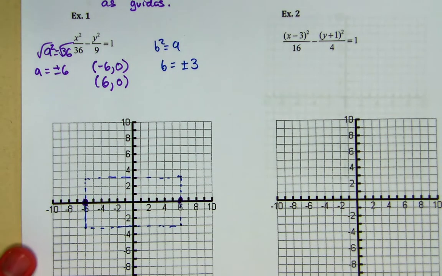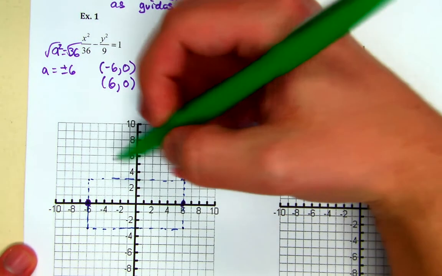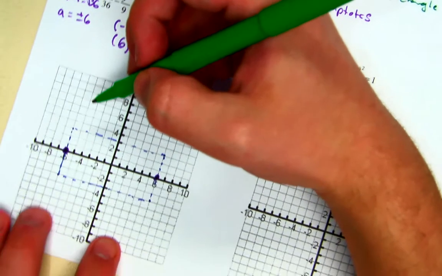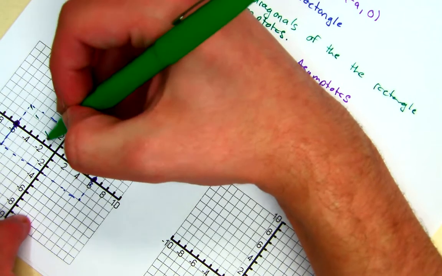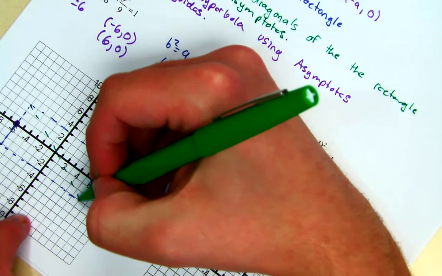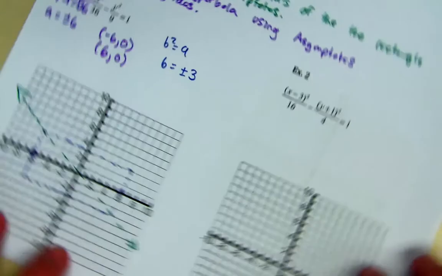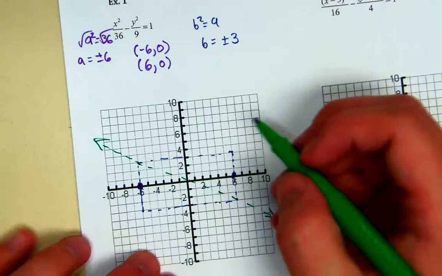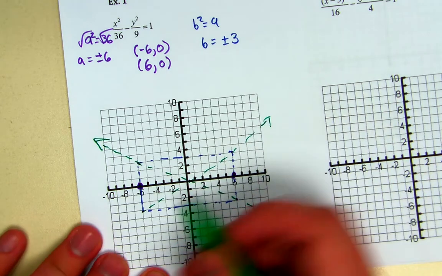Now the extended diagonals is connecting point A over here to point B and extending them. So I'm going to move my paper so that I can get it right. And again, asymptotes are always dotted, so make sure we dot here. Asymptote number 1 and asymptote number 2.